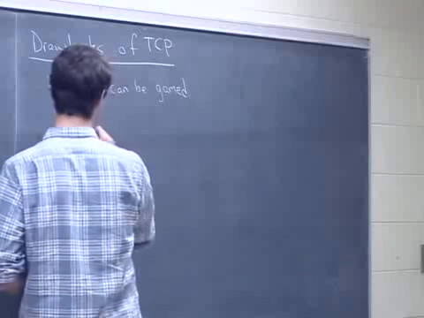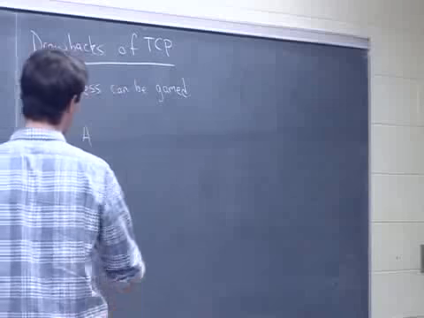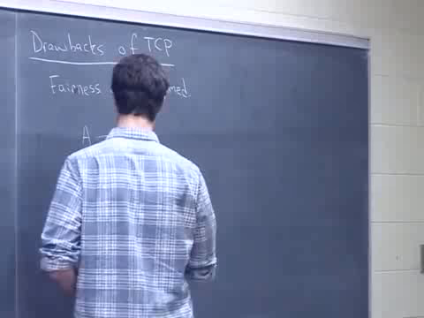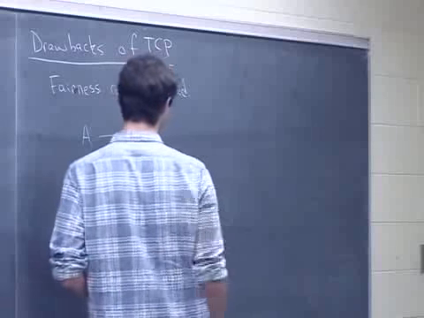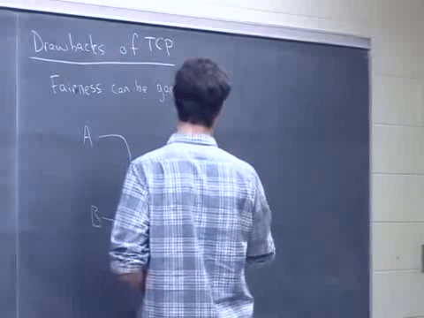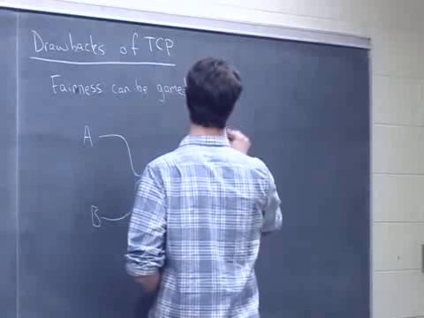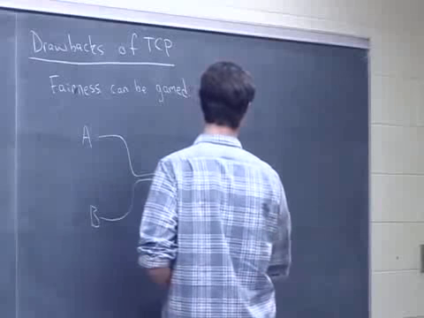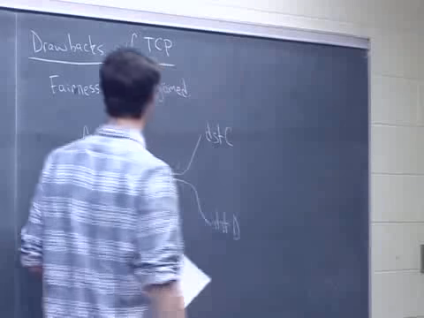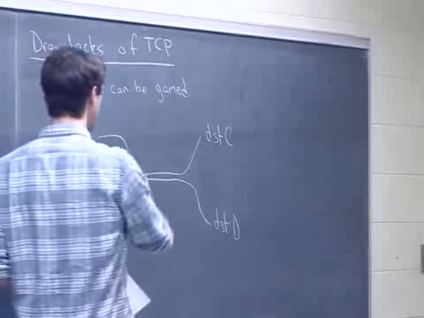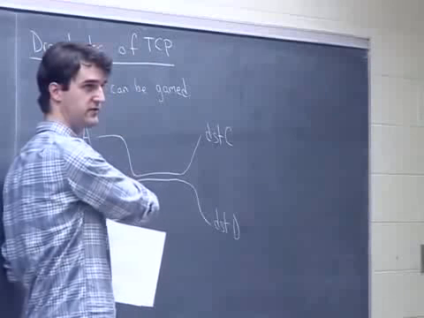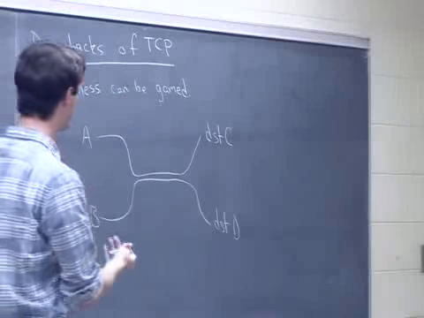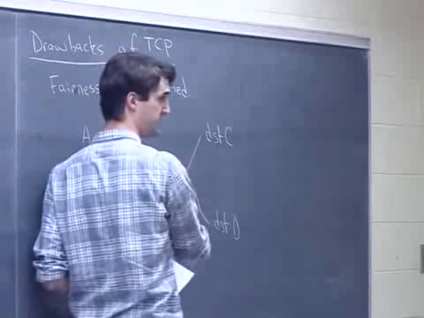So let's look at an example here where we have host A, we have host B, and they are sending through some bottleneck link, like this, to, let's say, different destinations. So we have destination C, and then destination host D. All right? So if they both open one TCP flow, we know that as long as they have the same round trip time, they'll get an equal share of this bandwidth.